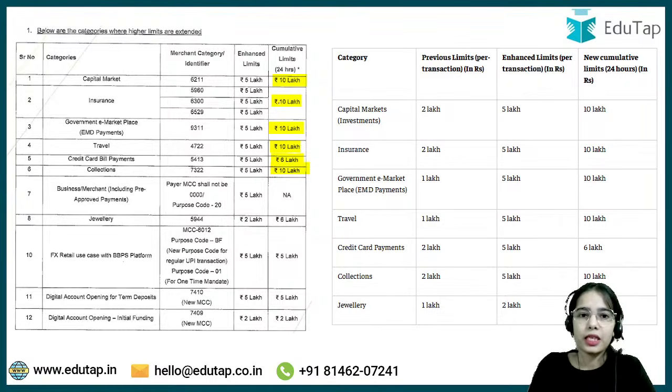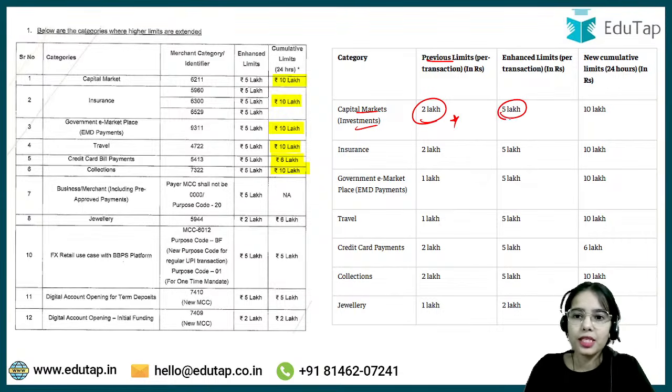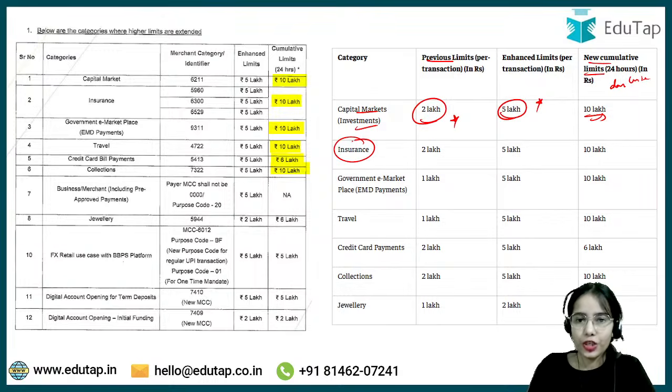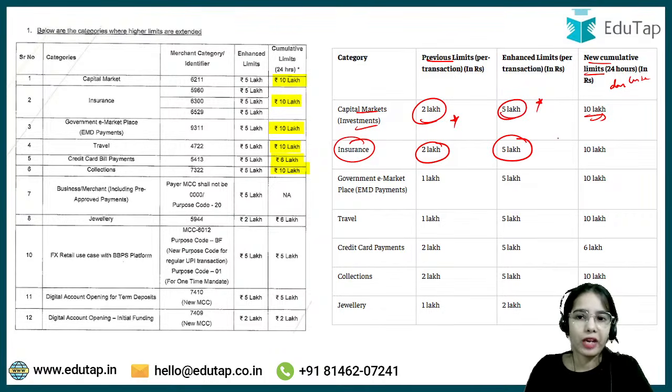Here you can see that the previous limit for capital market investment was 2 lakh rupees per transaction. Now the enhanced limit per transaction is 5 lakh rupees, and the cumulative day wise limit is 10 lakh rupees. For insurance payments, the previous limit was 2 lakh per transaction. Now the enhanced limit is 5 lakh per transaction, and the day wise limit is 10 lakh.